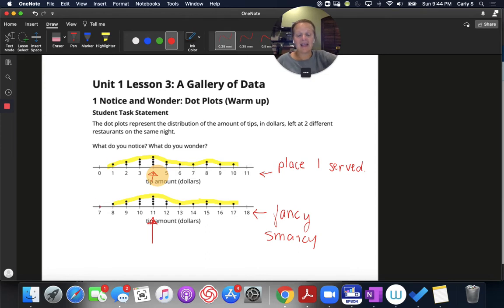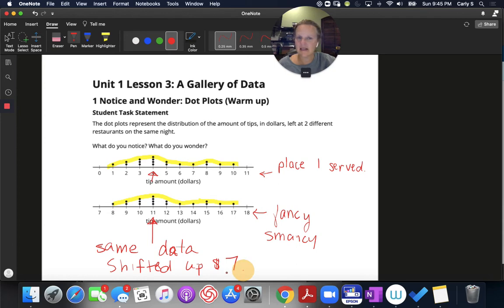We can say that the second dot plot is the same data. So let's write that down because it's probably a good one to remember. Same data shifted up by $7. Okay, same exact data, but it's shifted up by $7.